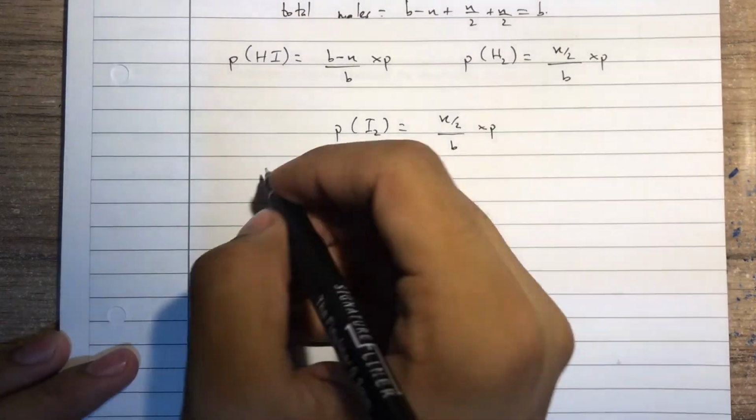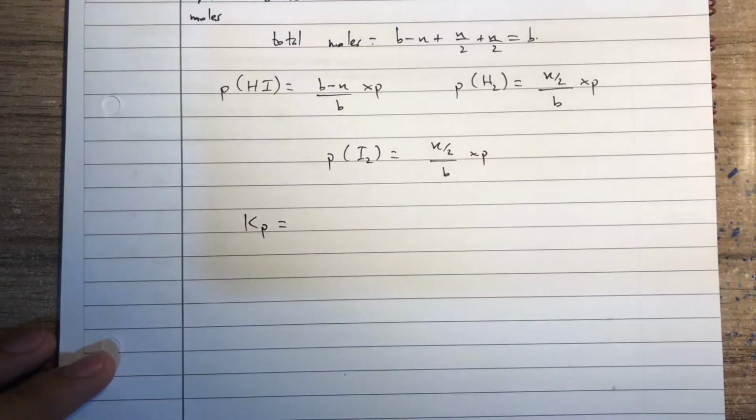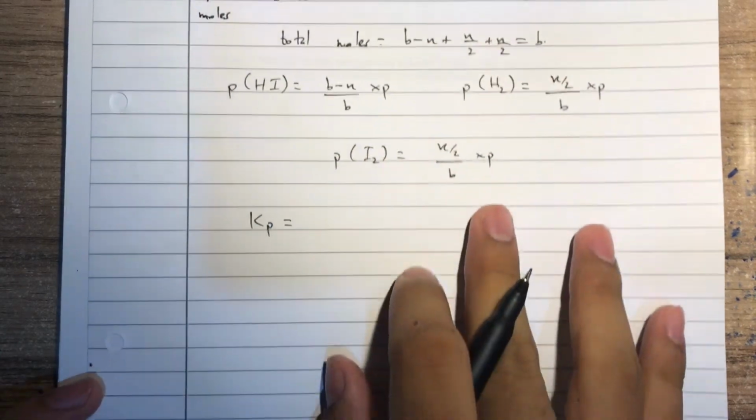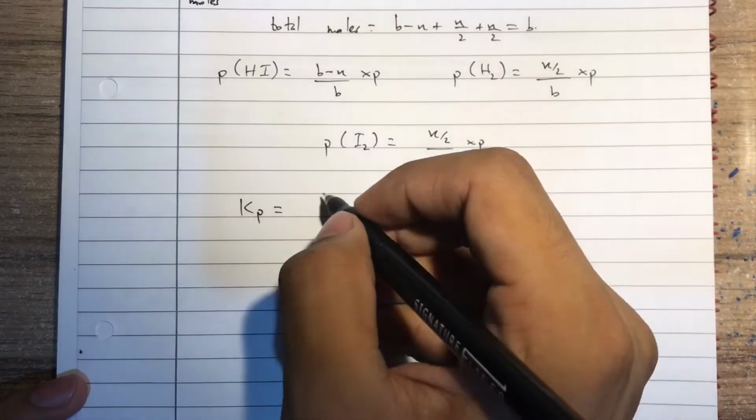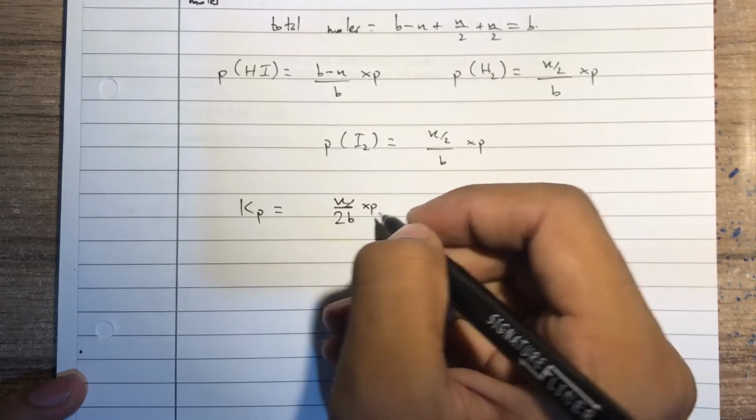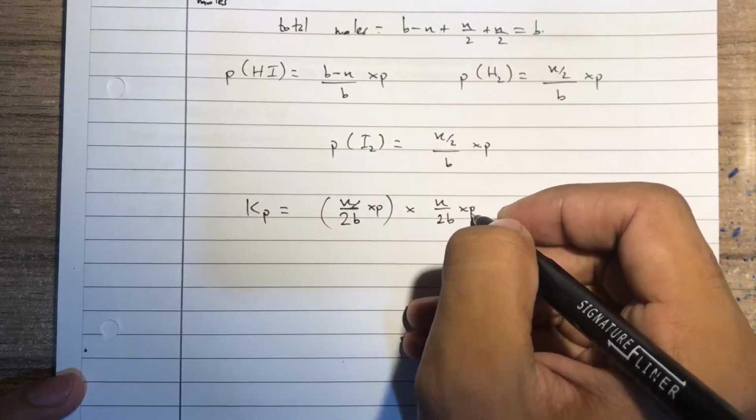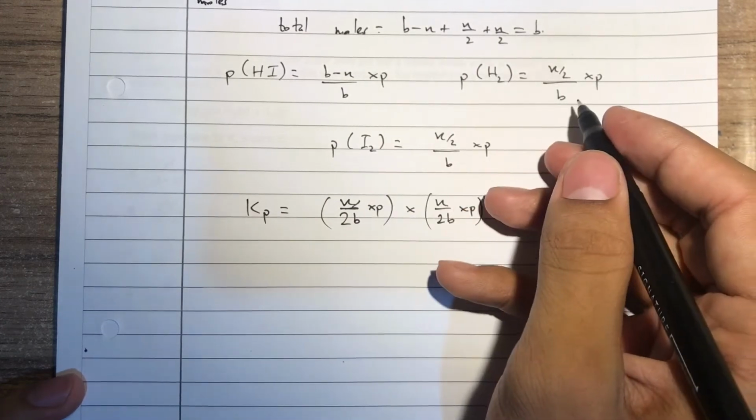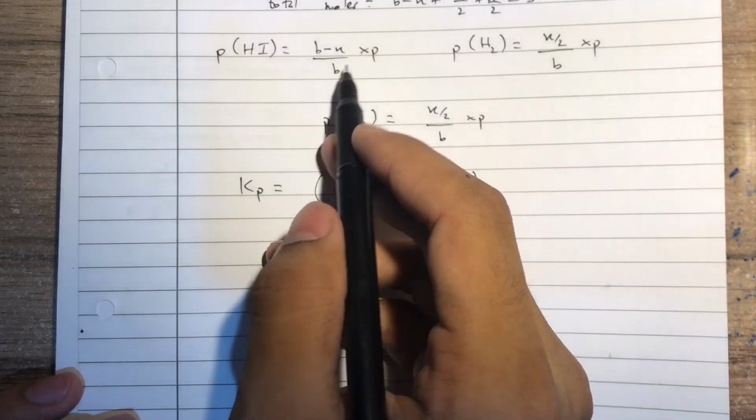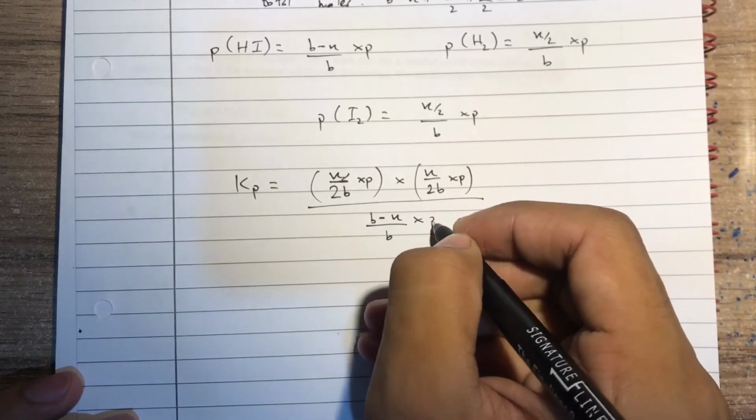Now for the Kp, we have partial pressure of products upon partial pressure of reactants. Products are hydrogen and iodine, so we'll have X upon 2B times P, times again X upon 2B times P, because they have the same partial pressure, upon the partial pressure of hydrogen iodide, that is B minus X upon B times P.